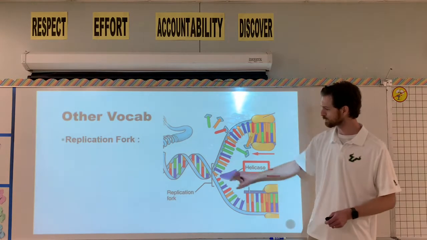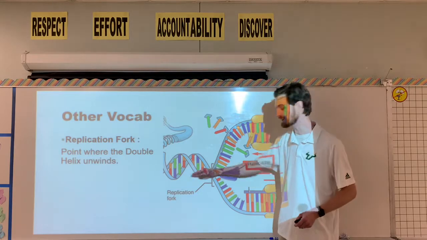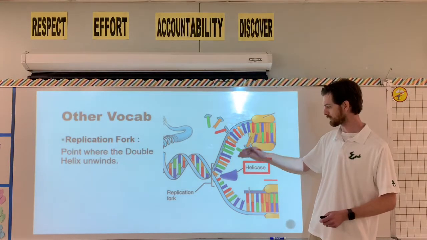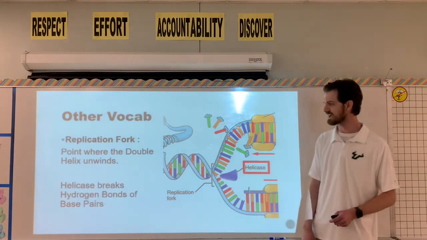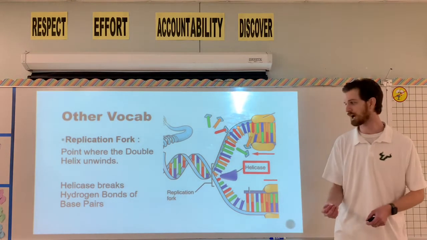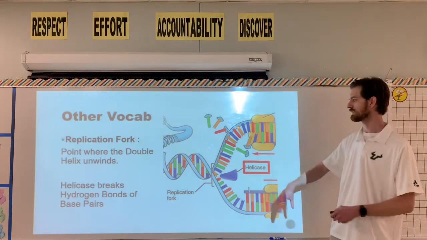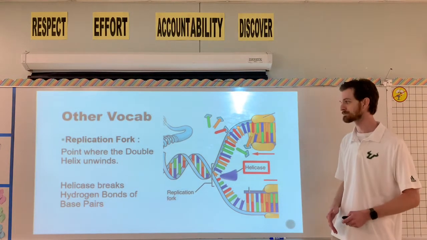The first one is called the replication fork, this section right here. This is the spot where helicase really breaks down the helix, breaks apart all these hydrogen bonds holding everything together, and exposes the DNA strands so that they can be copied individually. So this has to come through, drive a wedge in between it to allow the base pairs to start connecting.